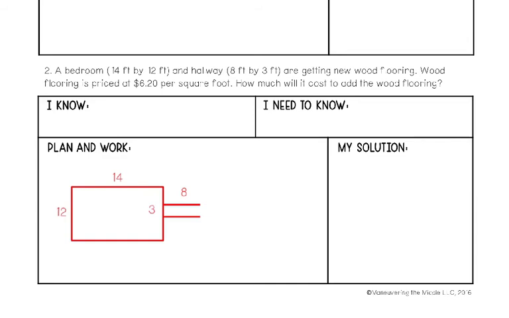Using that description, your picture should look something like this. So you know the dimensions, and those are shown here in the photo. But then the wood flooring is priced at $6.20 per square foot. That's the unit rate. Let's go ahead and put that in the I know box. And the question is asking, how much will it cost to add the wood flooring?